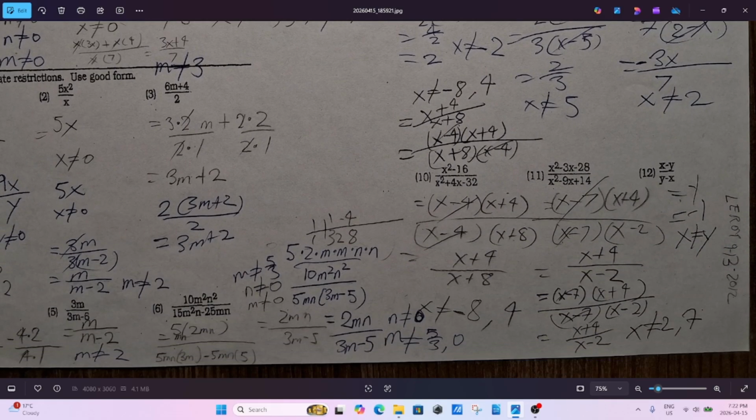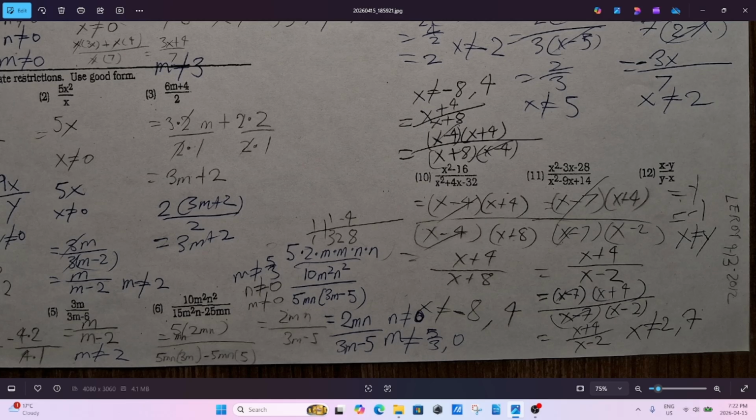Okay, question 10. x squared minus 16 divided by x squared plus 4x minus 32. That's just x minus 4 times x plus 4 at the top, and x minus 4 times x plus 8 at the bottom. So the x minus 4 cancels, and you get x plus 4 divided by x plus 8. x cannot be negative 8 and 4.